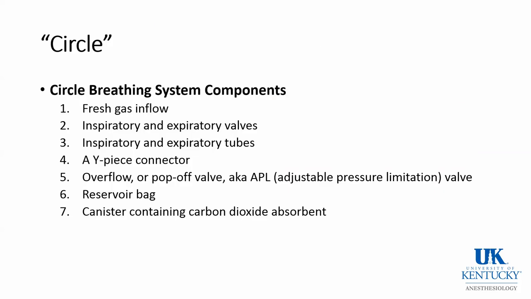So first, let's talk about the circle. This is the main anesthesia circuit in use at the University of Kentucky. This breathing system, which can be used in a semi-closed or closed way, is more complex than the Mapleson series of breathing systems. The 7 components of a breathing system are enumerated on this slide. Fresh gas inflow, 2 valves, 2 tubes, a Y-piece connector, a pop-off valve or an APL valve, a reservoir bag, and a canister containing an absorbent for carbon dioxide.